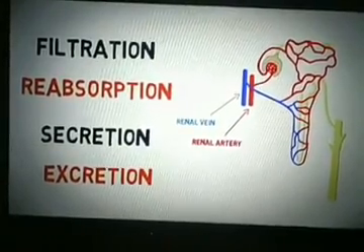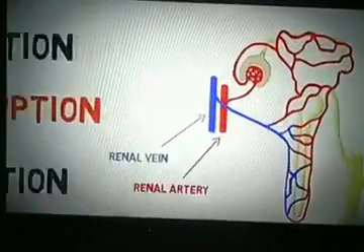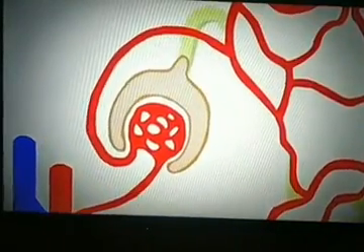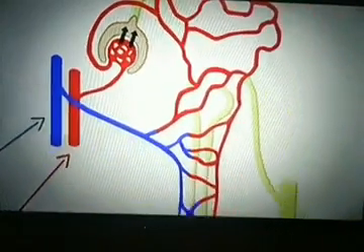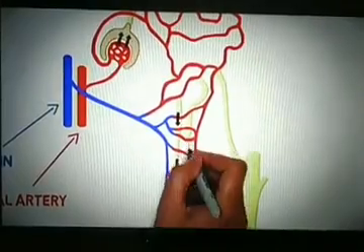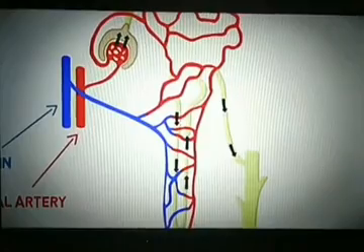Now, I have seen most of the biology teachers on YouTube, they just explain filtration and reabsorption and job done. This is how urine is formed. Well, not quite right. We can understand this in a better way. We will look at how the blood is filtered at the level of the renal corpuscle, and then we will understand how the urine moves forward.